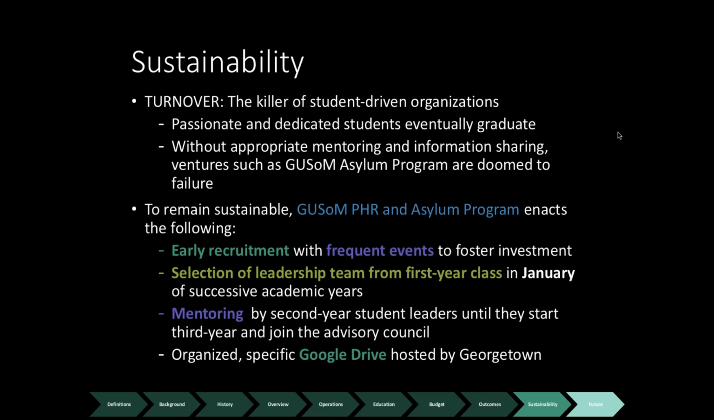On top of that, such as Nate and I are on the advisory council, the third years are then invited to join that as well to offer their perspective from their time in leading the asylum program. And lastly, we've really tried to utilize technology to our advantage. We've organized a Google Drive that allows us to easily pass on information from one year to the next and to keep things continually updated and current.